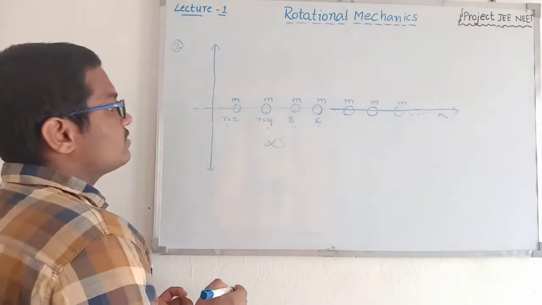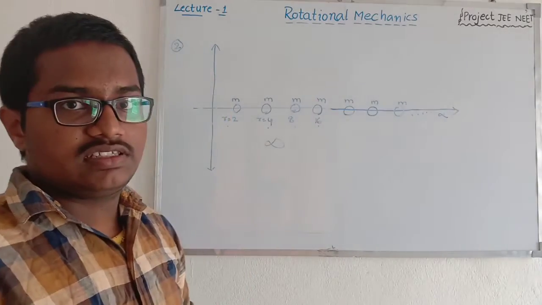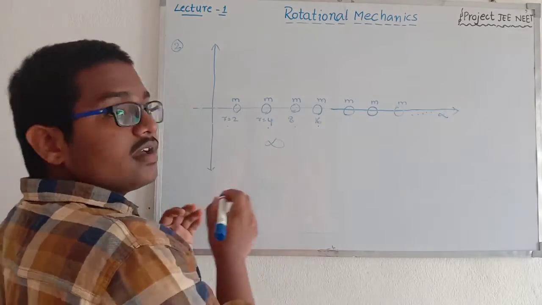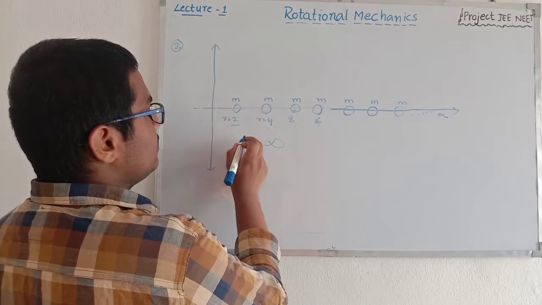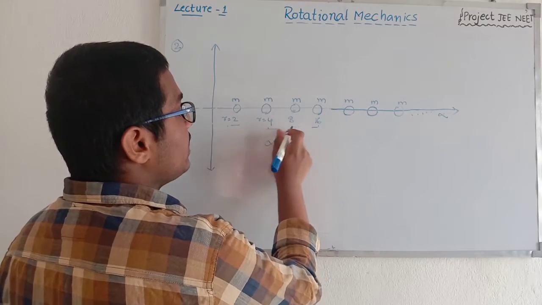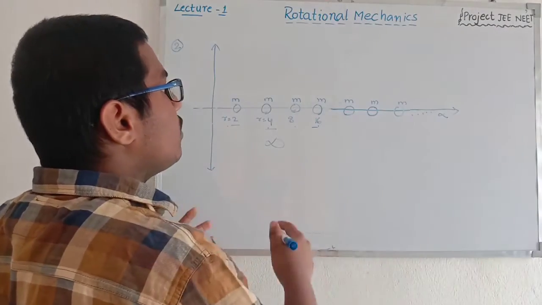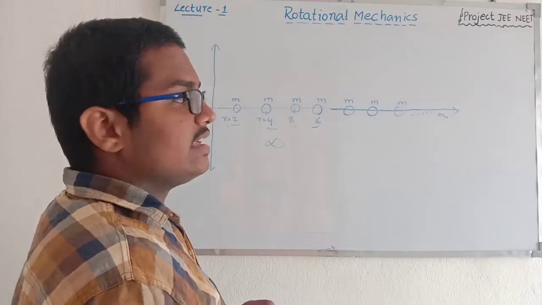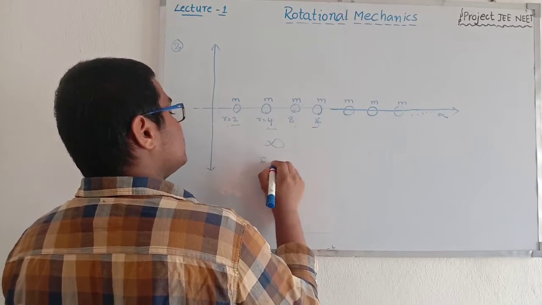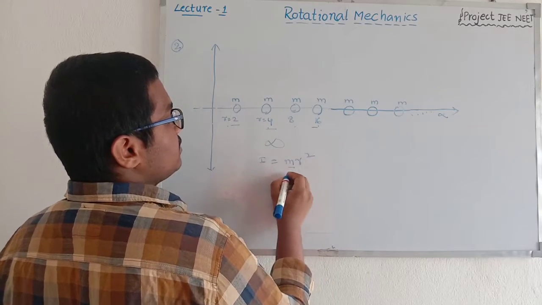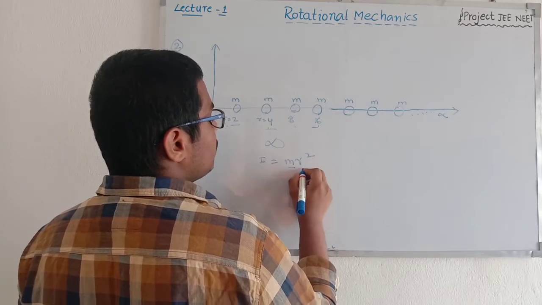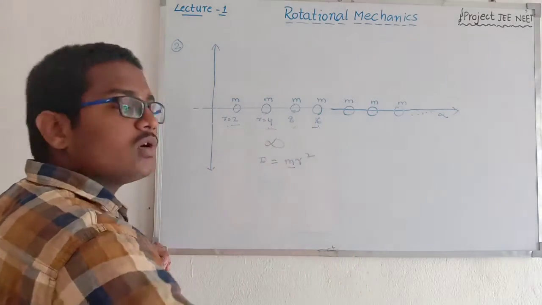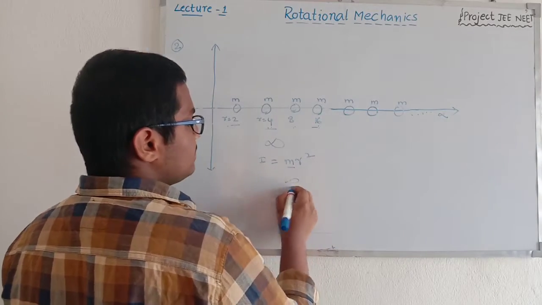Why? Because there are an infinite number of masses, and the perpendicular distance from the center keeps growing. First this is 2, then 4, 8, 16, 64. This is going on increasing. In the last step you will simply get infinite as the answer, because here we get I equal to m into r square. M is constant everywhere. M into r square is 2 square plus 4 square plus 8 square plus 16 square plus so on. That's why you simply get the answer as infinity.